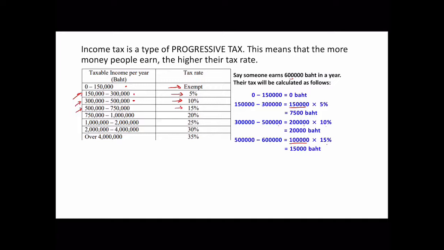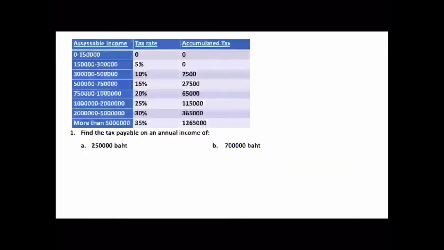So that means the total amount they need to pay in a year is the sum of all those parts. Add them all together. So this person would have to pay 42,500 baht in total for a year's worth of tax. Okay, so a simpler way of looking at the table though, so it makes your calculation a little bit easier, is this one here.